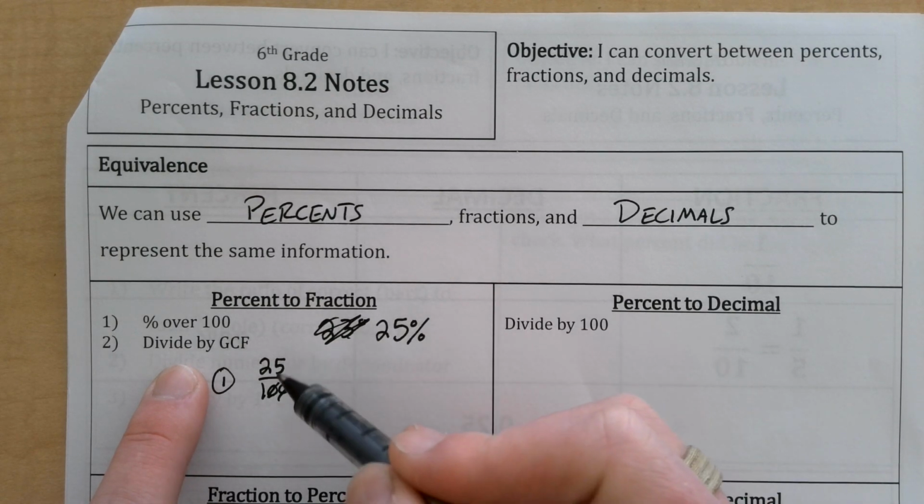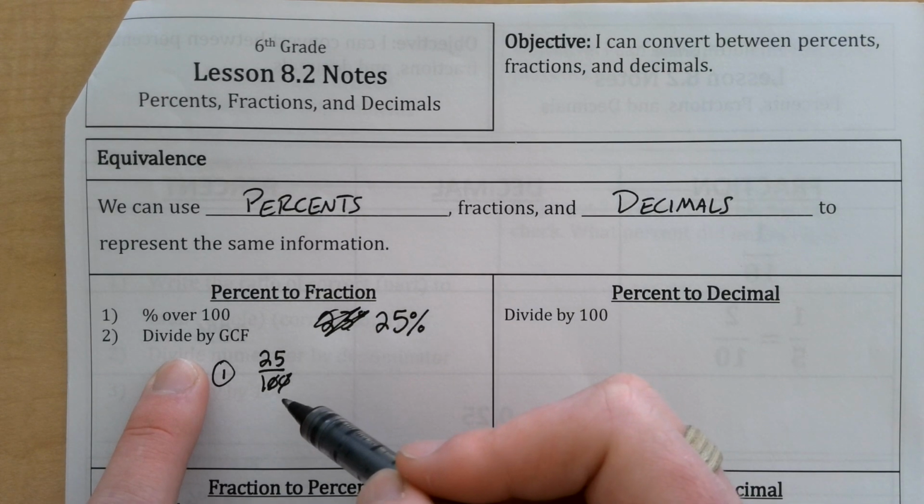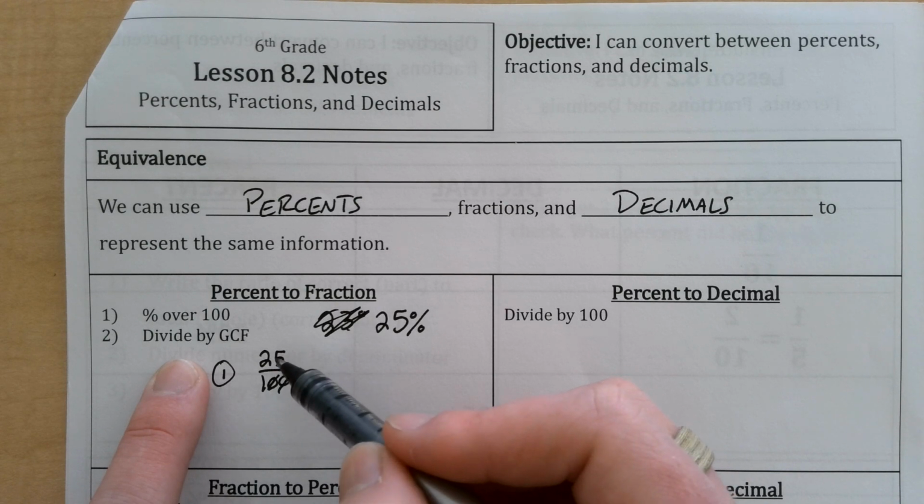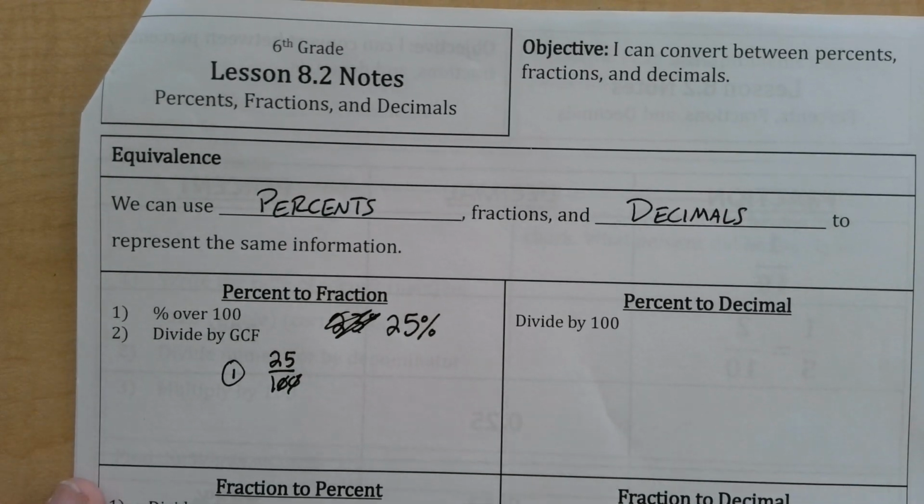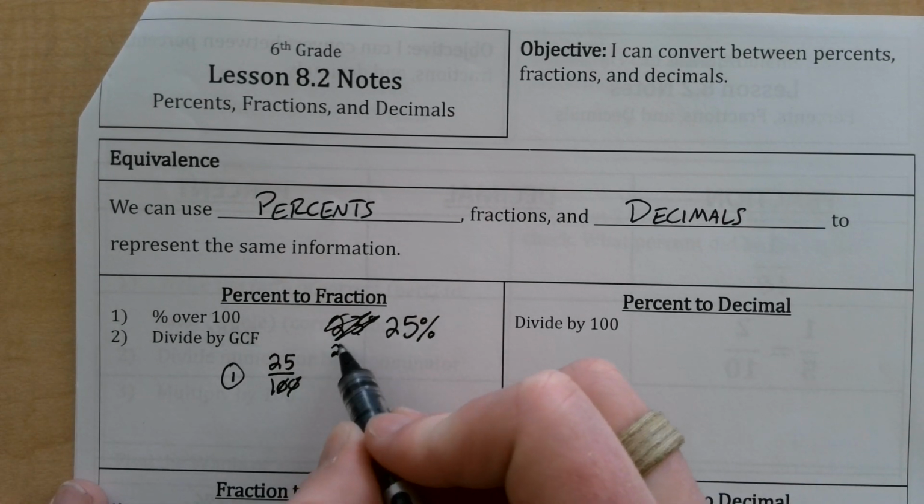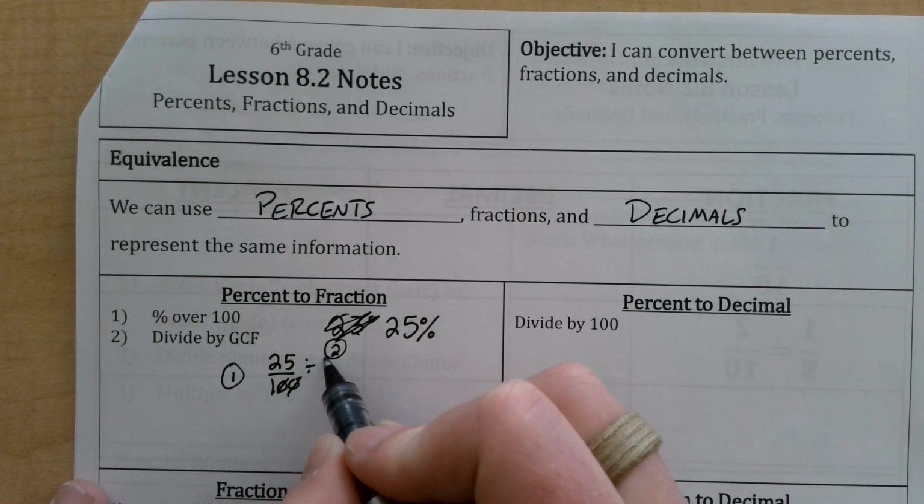I need to find the biggest number that can go into both of these. For right now, I don't know what the greatest common factor is. I know that 5 can go into 25, and 100 ends in a 0, so 5 can probably go into that. So for step 2, I'm going to divide by 5.